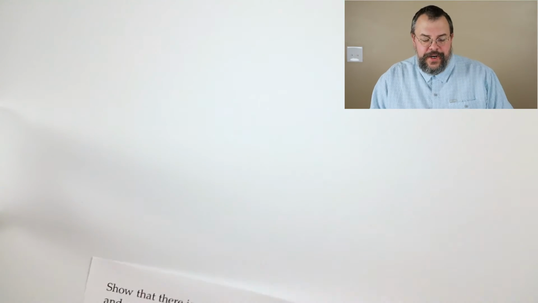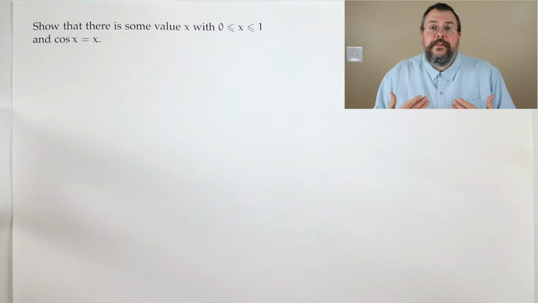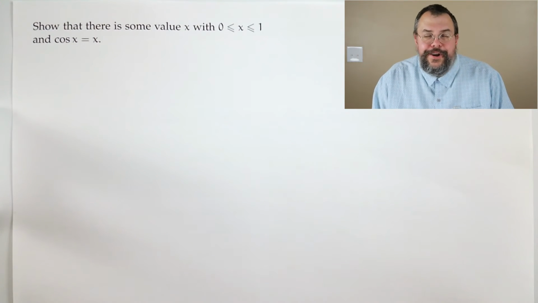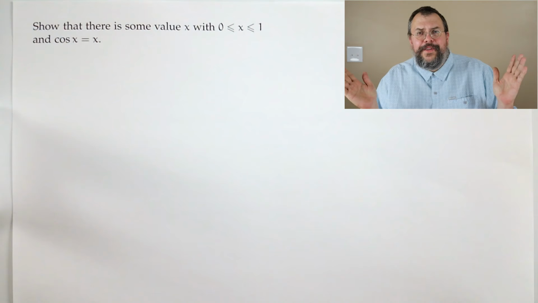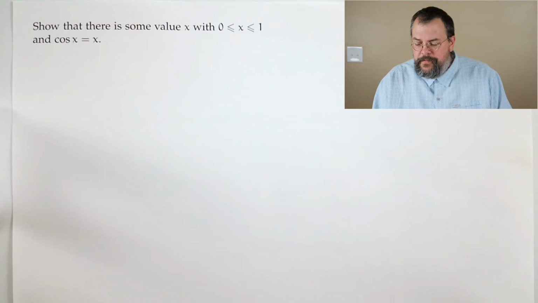Okay, well, let's do another one. Show that there is some value x between 0 and 1 where cosine of x equals x. Interesting. Now your first response should be, what does this have to do with anything? It seems like a different type of situation here.